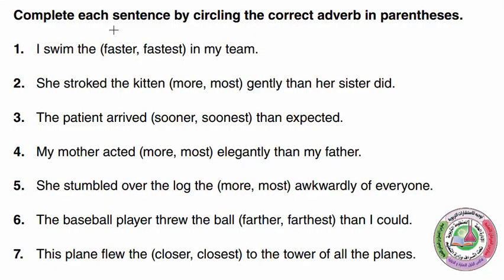Complete each sentence by circling the correct adverb in the parentheses. I swim the something in my team. In my team, I swim the fastest. Alright, so here we're comparing the way I swim. Now, if we remove swim, you can say I am the fastest swimmer or I am the fastest because you're comparing you, the noun. But here we're comparing the verb swim. So I swim the fastest in my team.